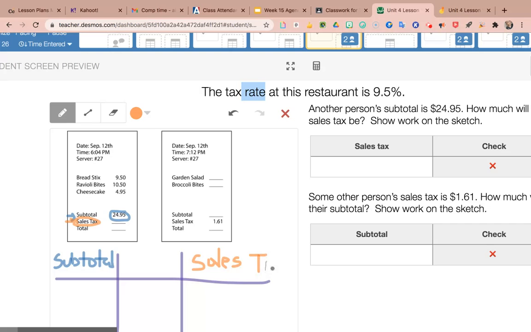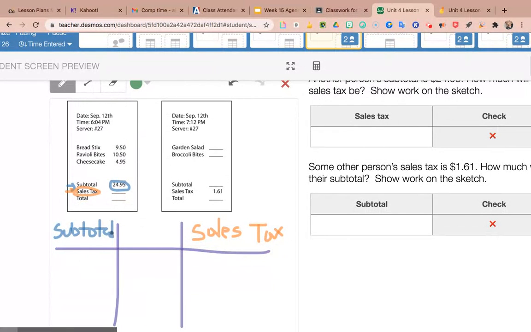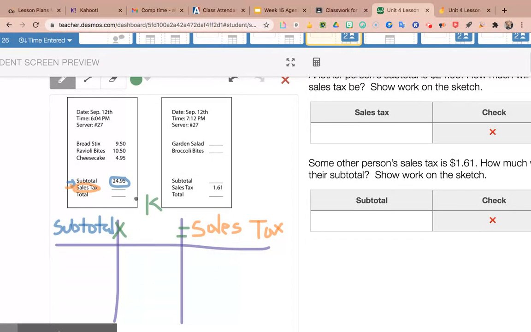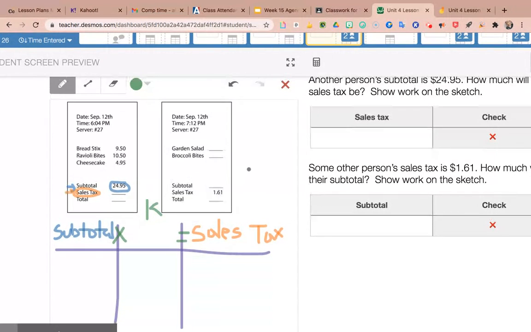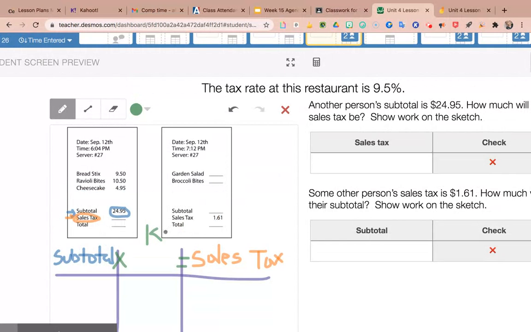So sales tax. So I'm writing sales tax and subtotal. You don't have to use the colors. I'm just using it to try to help you. So we know that X times our rate, our constant, our K, equals Y. So we know that X times something equals Y. So X times our constant equals Y. Well, what is our constant rate? Well, our constant rate is 9.5%, but that's a percent. We don't really multiply by percents typically.